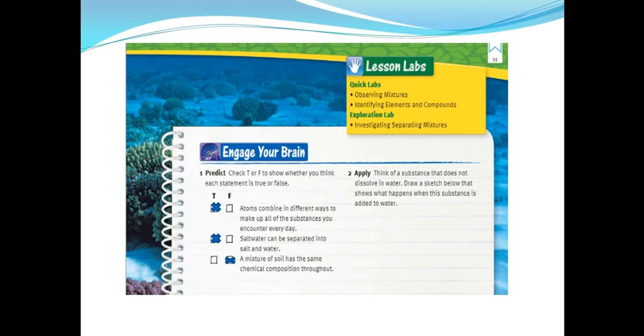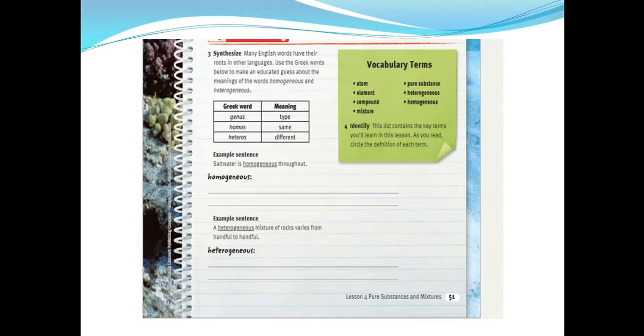Last one, a mixture of soil has the same chemical composition throughout. Soil is an example of a heterogeneous mixture. They are not completely mixed. False. In the same page also we have the definition. For example here, example sentence: salt water is homogeneous throughout. What does homogeneous mean here? Homogeneous means it has the same composition throughout, up like down. If you mix some salt in water, all the water will have the same amount of salt, up like down. So this means the same composition throughout.